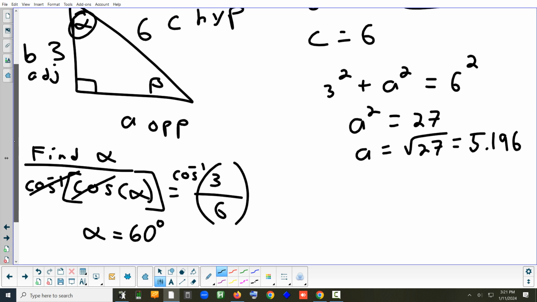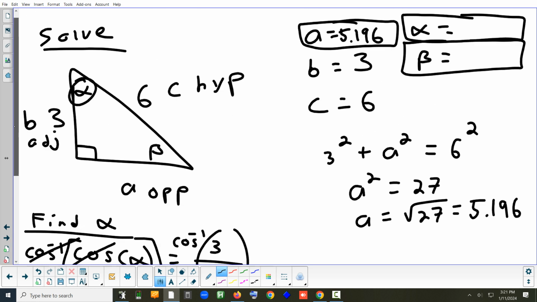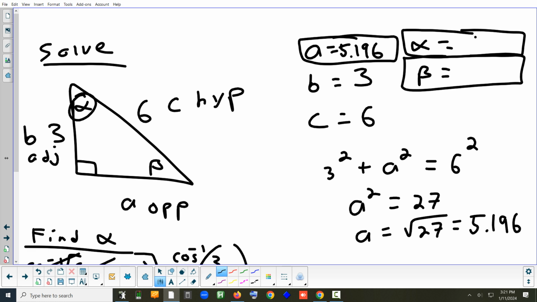Do you know why we got a nice answer? It's one of those nice triangles. Yeah, you made the hypotenuse double one of the legs. Anytime that happens, you end up with a 30, 60, 90 right triangle. So if you had recognized that this was half of the hypotenuse, we could have known that right away. But that's fine. So it just comes out, you get a nice answer. So 60 degrees. Now we know beta should be 30, but let's just try finding it the same way.